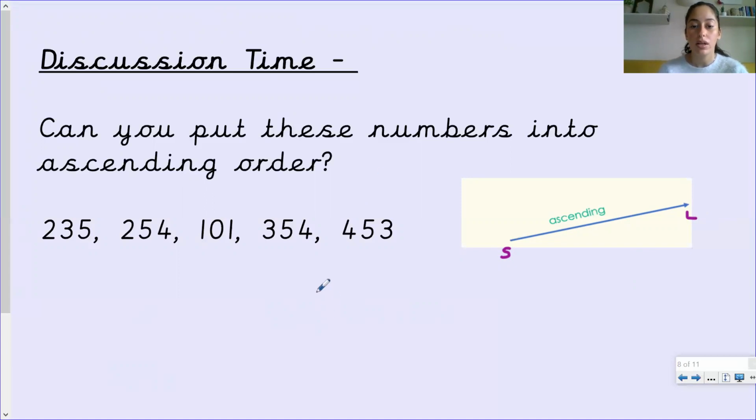Remember, we need to look at the hundreds, tens, and ones. To find the smallest number, I need to look at which one of my numbers has the smallest hundreds. I can see that 101 has the smallest hundreds. So that's going to be my smallest number.